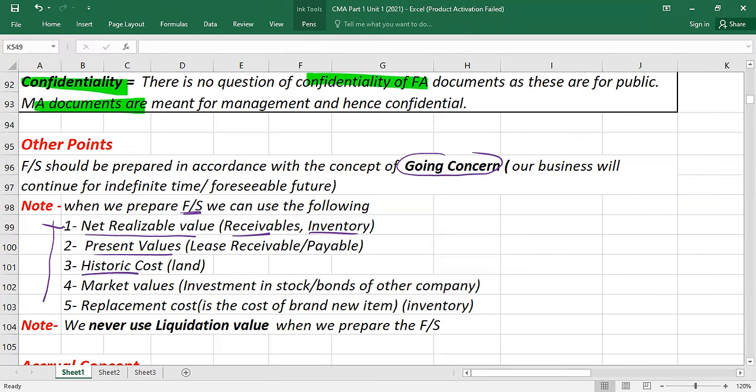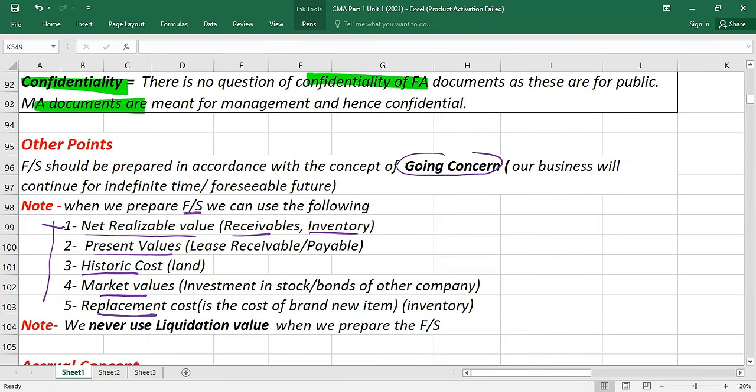Third is what? Historical cost. A lot of items we record on historical cost, which are already paid in the past. Maybe you bought the land 10 years ago for 10,000. Still you are showing it at 10,000. This is historical cost. Some items we record at which value? Market values. For example, if you are buying the stocks or bonds of another company, you can record it at market value also. At every balance sheet date, see what the market value is and put the value of the investment according to that.